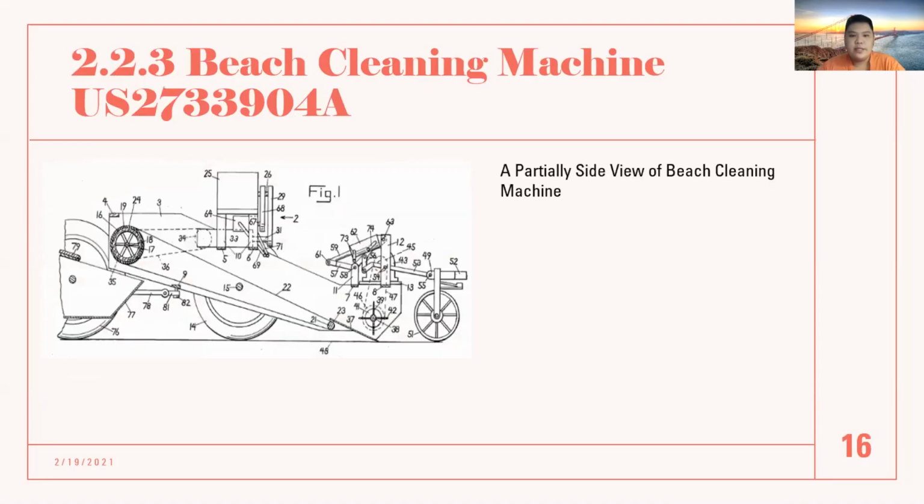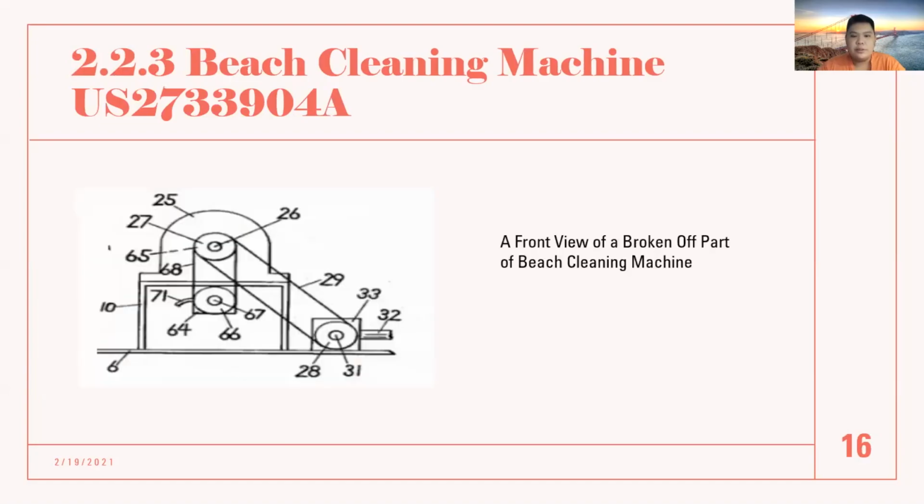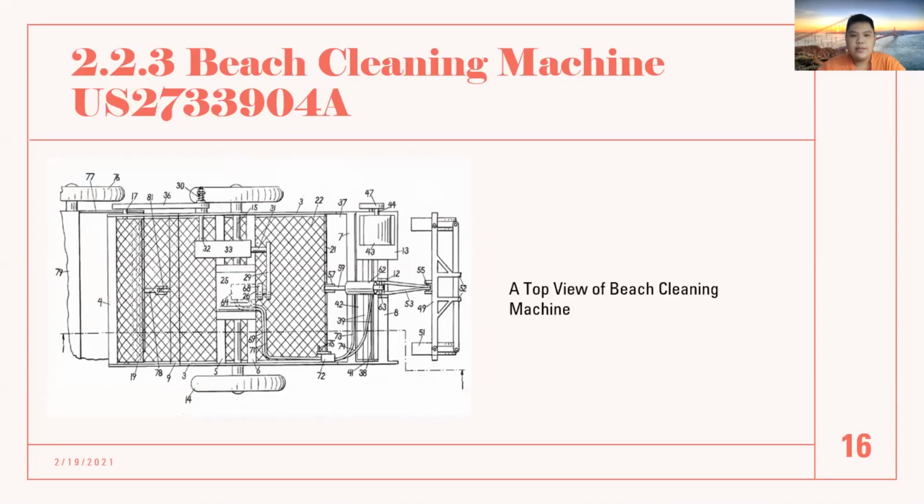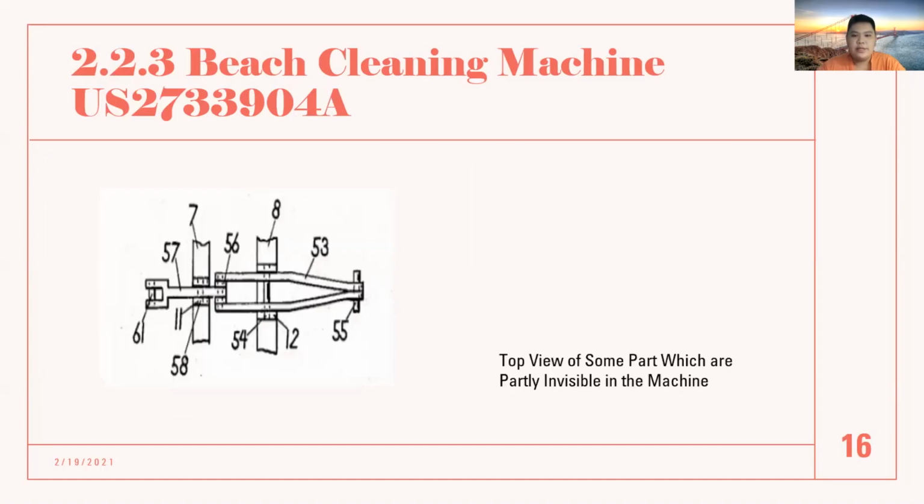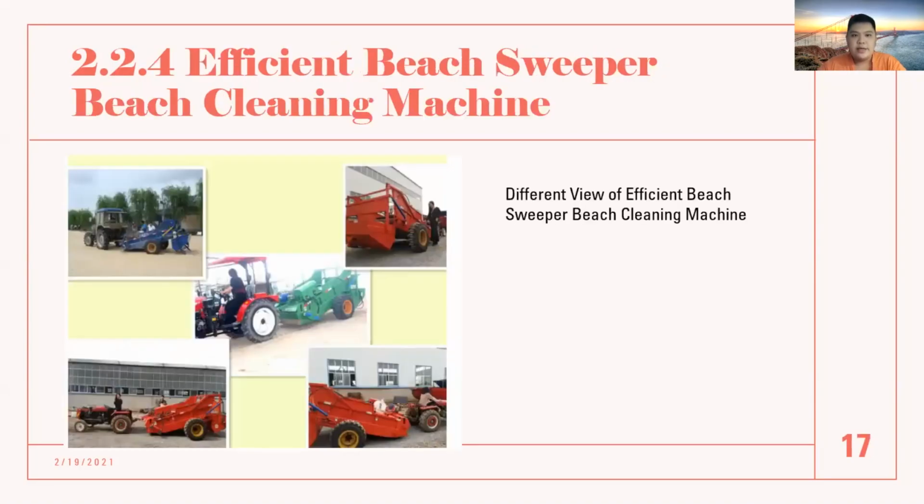2733904A. And this is the partial side view of the beach cleaning machine. And this is the front view of a broken part of the beach cleaning machine. And this is the top view of the beach cleaning machine. And this is the top view of some parts which are partly invisible in the machine. And this is the efficient beach sweeper beach cleaning machine. And these are the different views of the efficient beach sweeper beach cleaning machine.